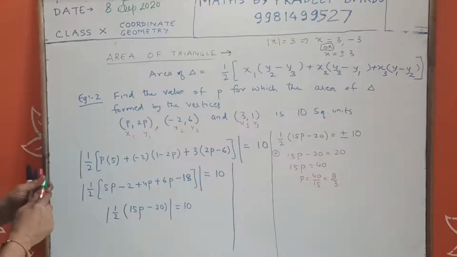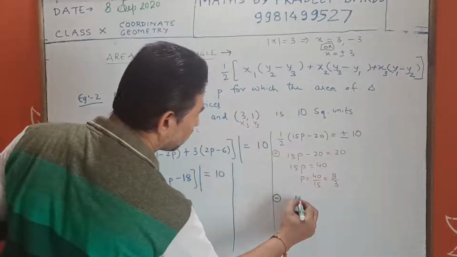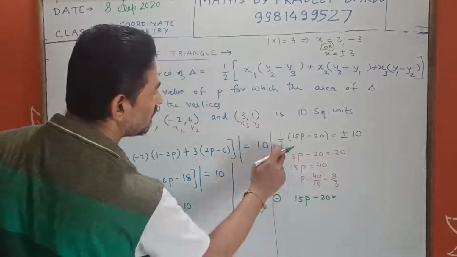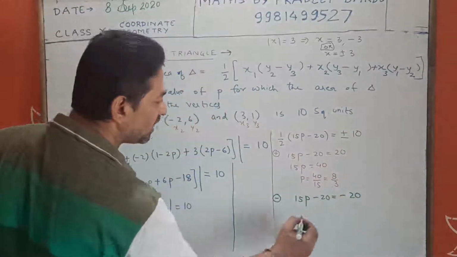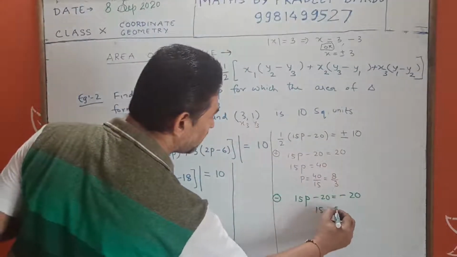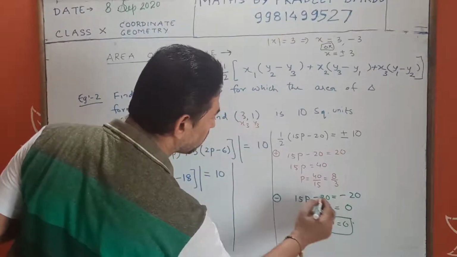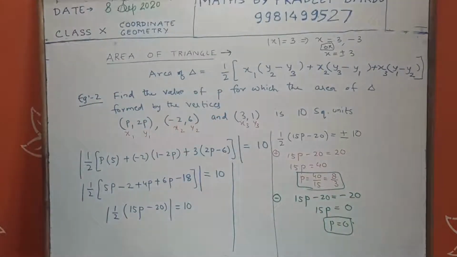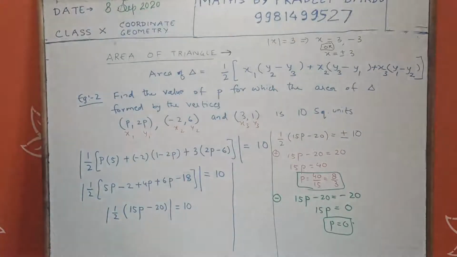Secondly, when we take the minus sign, we'll get 15p minus 20 equal to 2 into minus 10, which will be minus 20. That means 15p is equal to 0. Therefore, p is equal to 0. So your answer is p is equal to 8 by 3, and p is equal to 0, right?